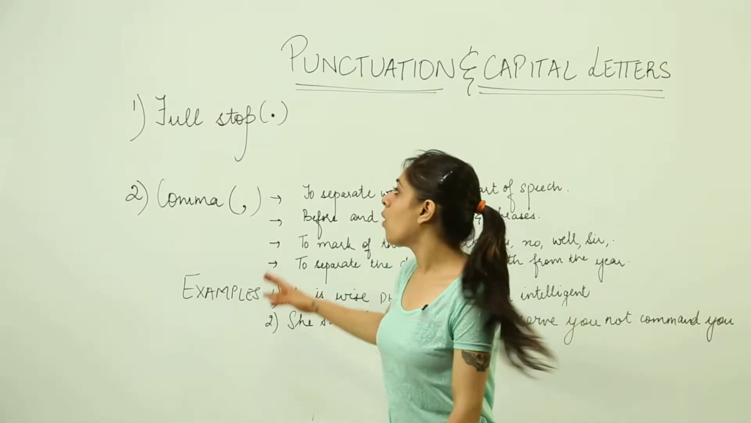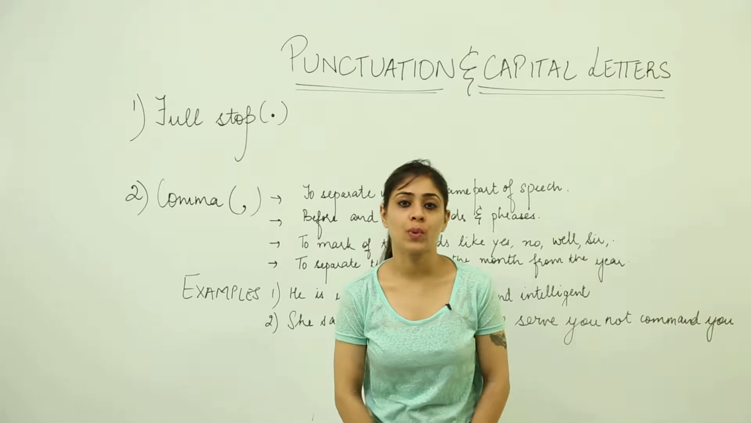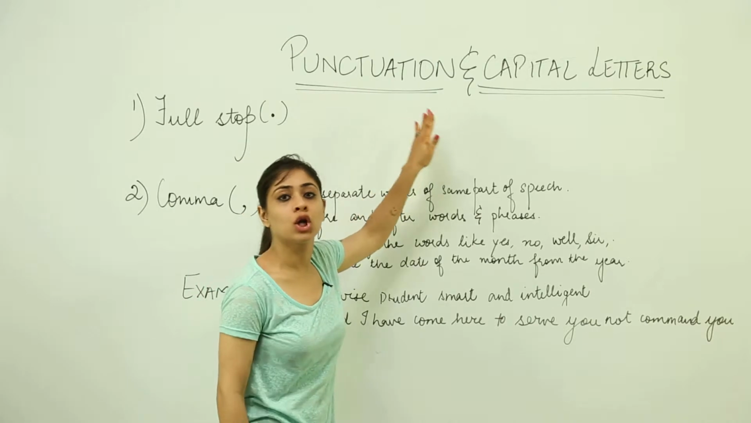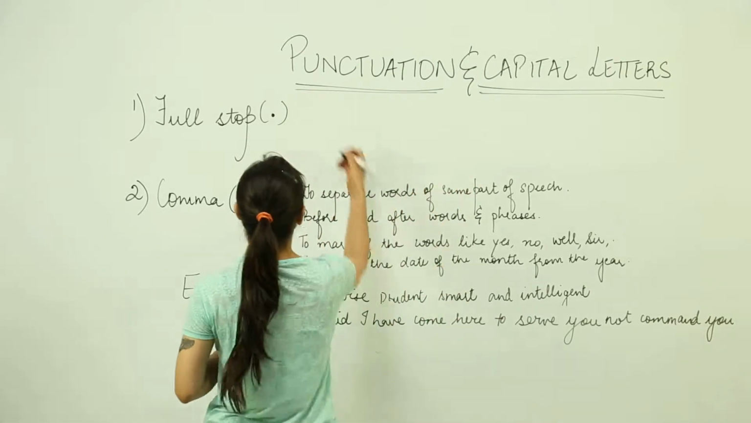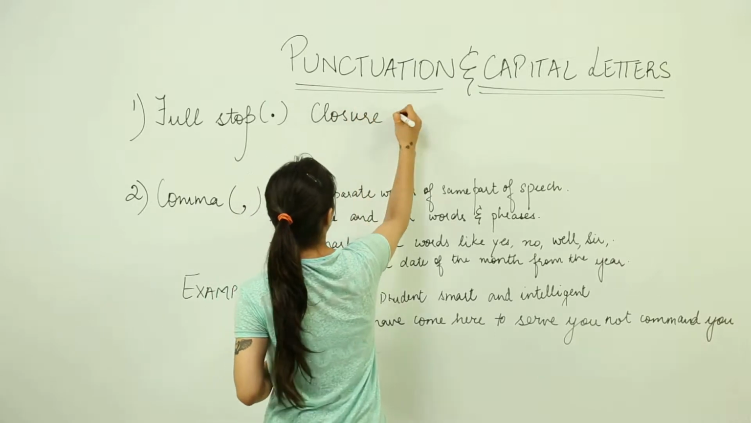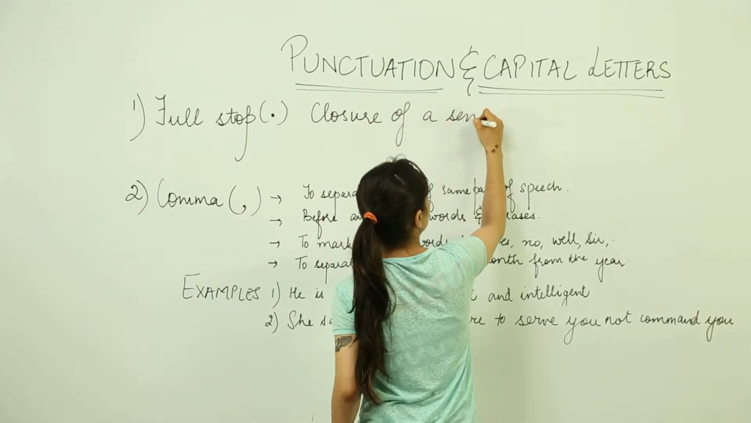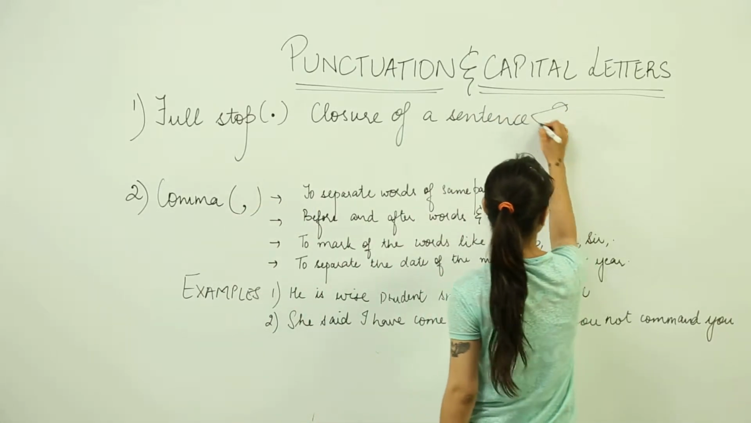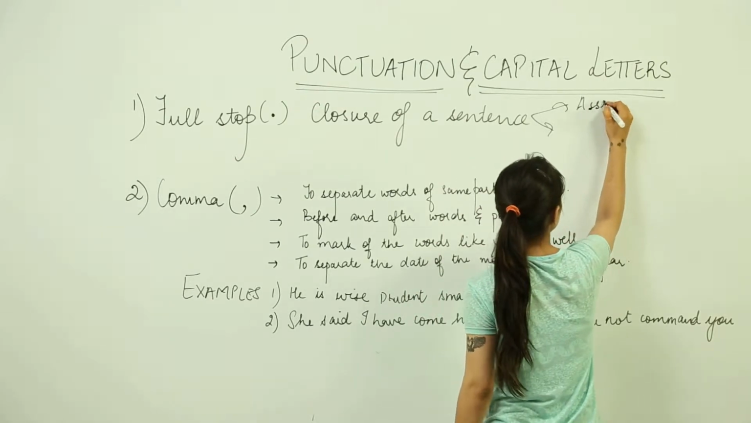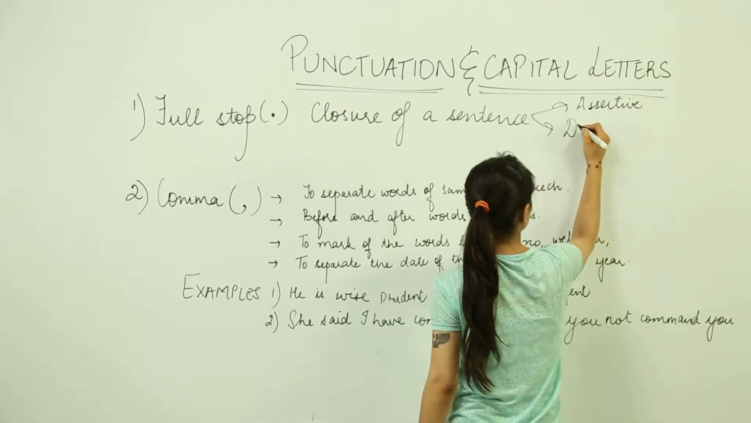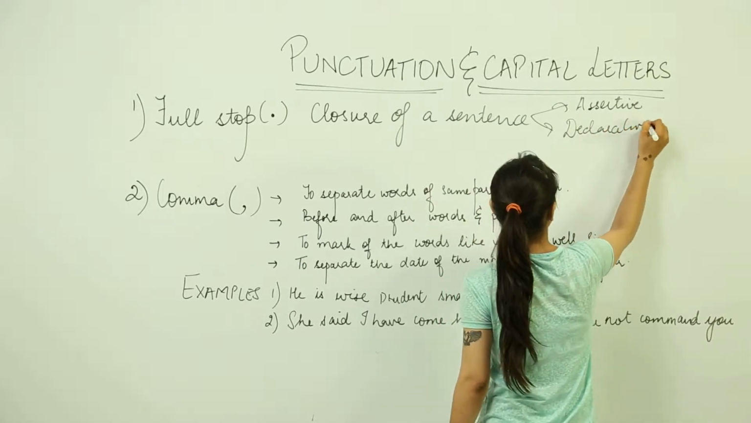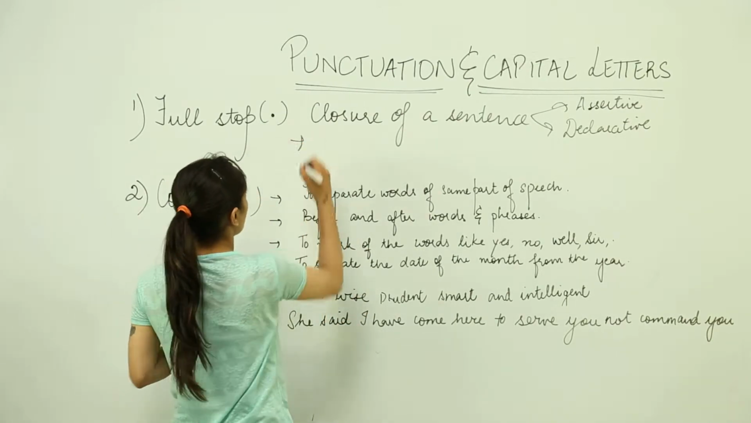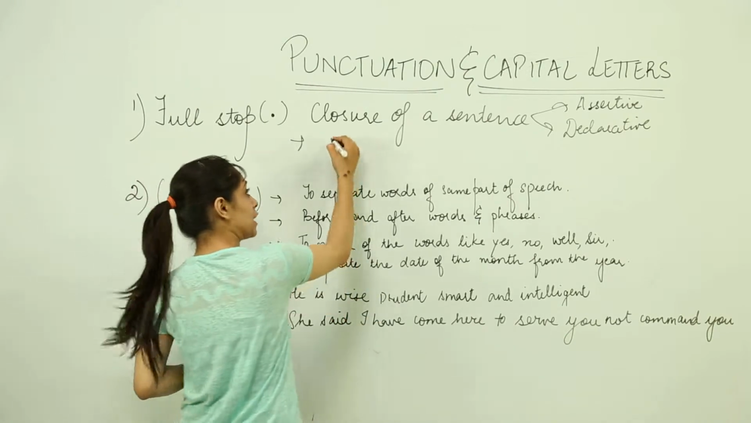Today we will understand how we are going to use full stop and comma as punctuation marks in sentences. For full stop, we need to understand that it indicates the closure of a sentence. Let's put that down. Closure of a sentence. But in general cases, it is the declarative or the assertive sentences, right, and full stop is generally used at the end of the sentence.